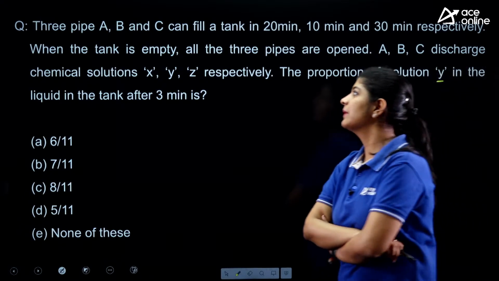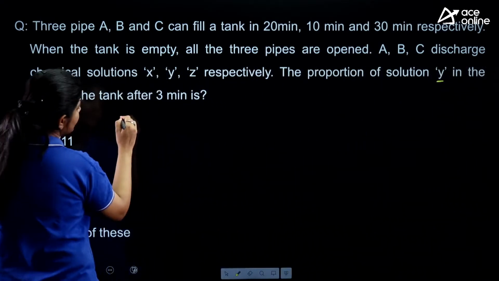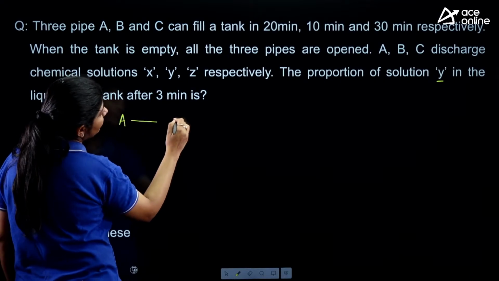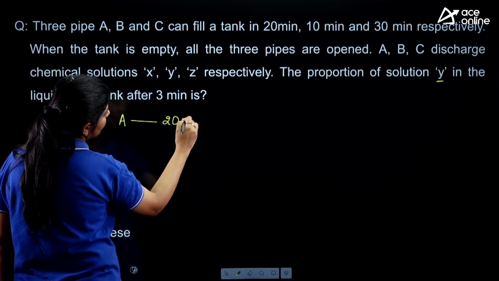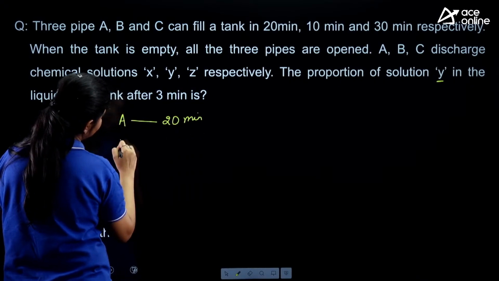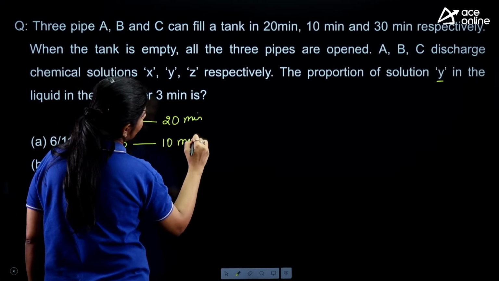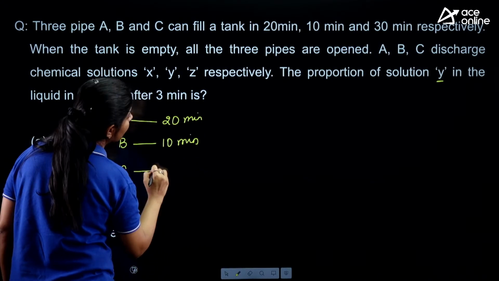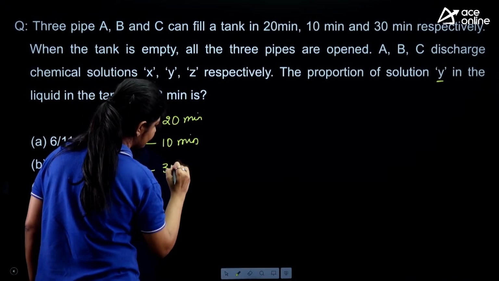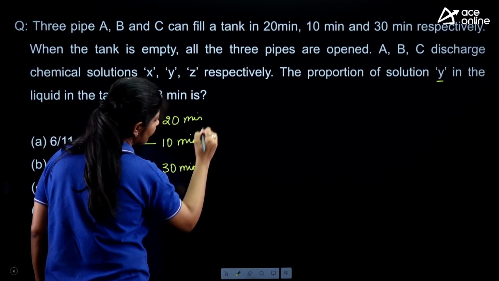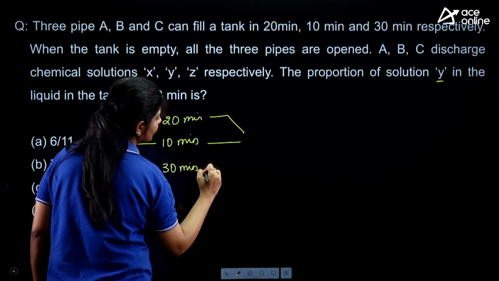Again, it's a very simple one. Here we are having 3 pipes. Pipe A can fill the tank in 20 minutes. B can fill in 10 minutes. And C can fill in 30 minutes. Right? First, we will take the LCM.